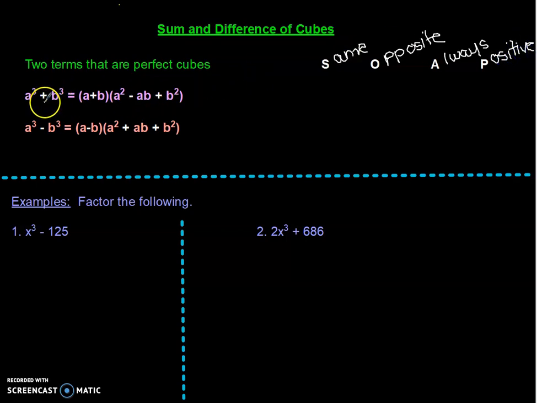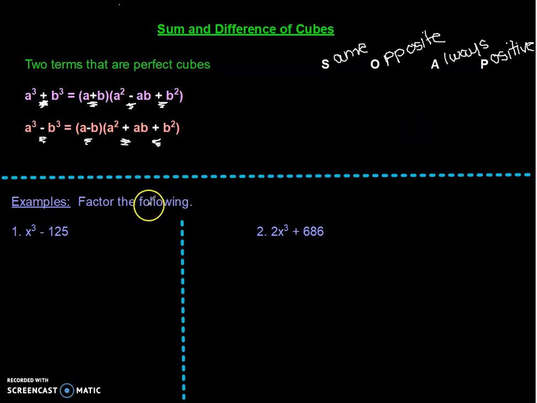So what does that mean? Well, for the sum, we'll have plus, so if I look at the factored form, the first one's the same, the next one is the opposite, meaning minus, and then the third will always be positive. If I look at the difference of cubes, meaning subtracting the two perfect cubes, the first will be the same, meaning a minus sign as well. Next will be opposite, plus, and then the last one is always positive. So that's just one method you can use to remember the formula itself.